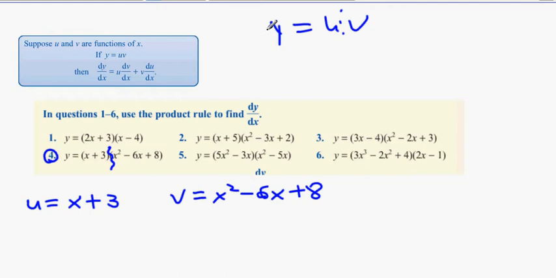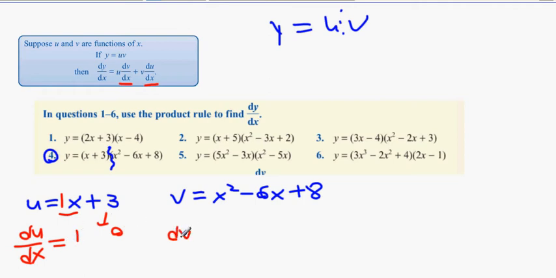Okay, next thing. There's something that's called dv dx and du dx. What that means is differentiate what u is, differentiate what v is. So du dx means differentiate as you've done before. What happens when you differentiate x plus 3? When you differentiate x, you get 1. Whatever number comes in front of the x is what you get. When you differentiate 3, you get 0. Du dx is the number 1.